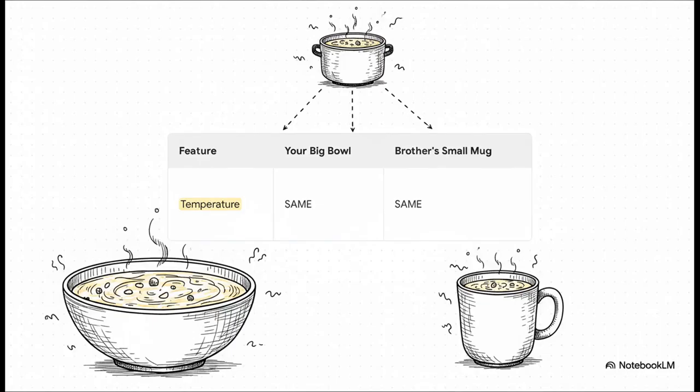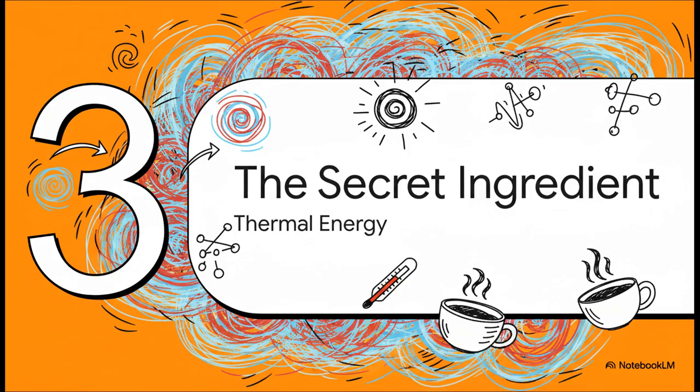So let's bring this back to our soup. Since you poured both the bowl and the mug from the exact same pot, the molecules in both soups had the same average speed. And this part is absolutely crucial. That means they both started out at the exact same temperature. No difference there. Okay, so if the temperature was the same, well then that can't be the whole story, right? Something else has to be going on.